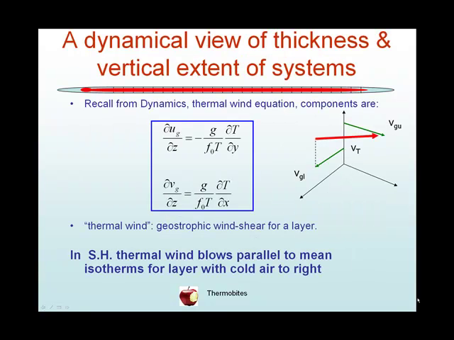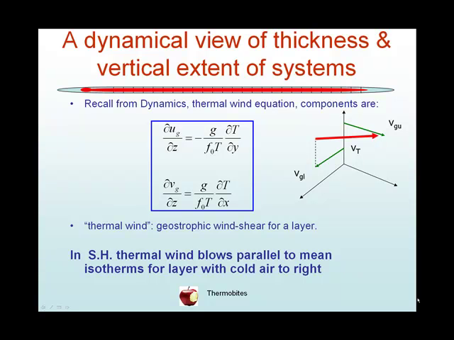Now let's think about the relationship between thickness and the thermal wind and the vertical extent of systems. You recall from dynamics that the thermal wind equation has the following components: dUg/dz is minus g on f naught T dT/dy, and dVg/dz is equal to g on f naught T dT/dx. Remembering that the thermal wind is simply the geostrophic wind shear for a layer. It's not actually a physical wind, it's just a wind shear.